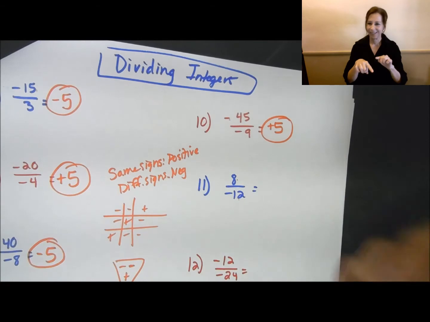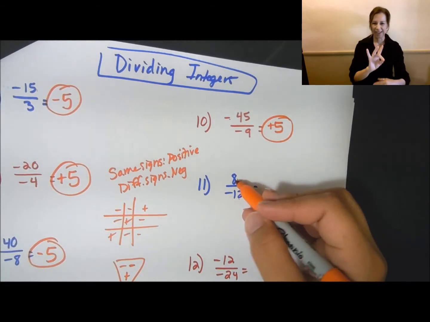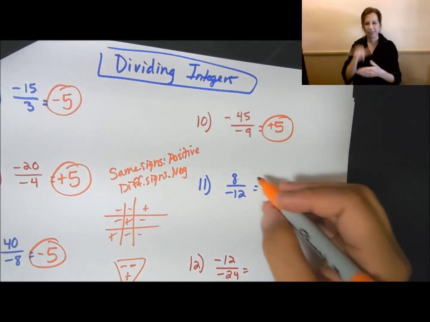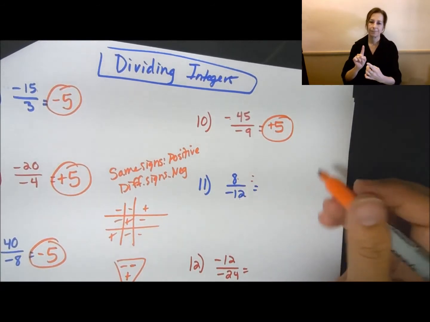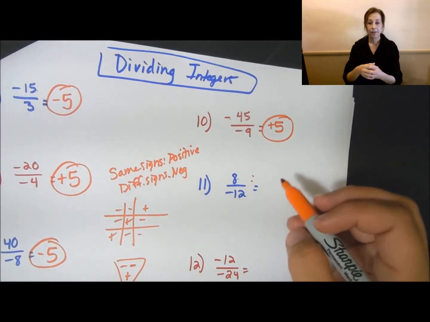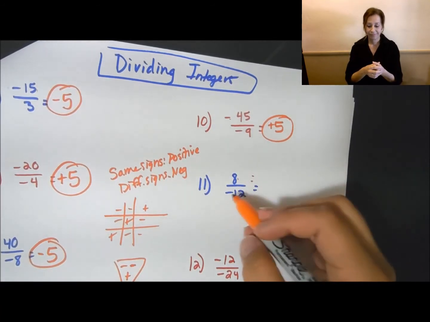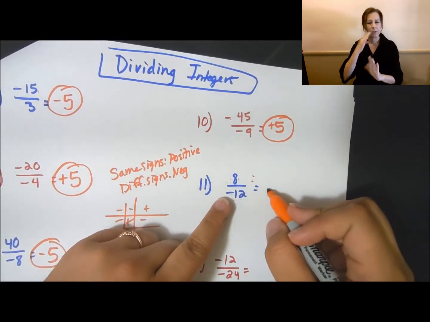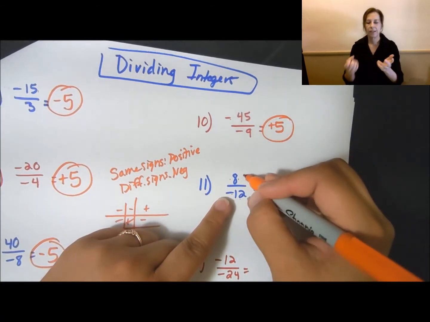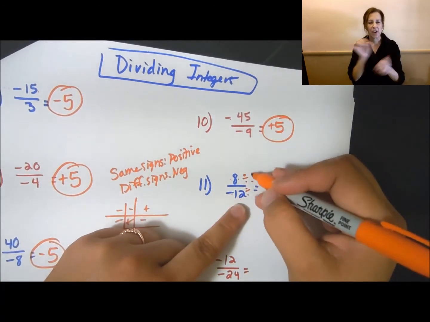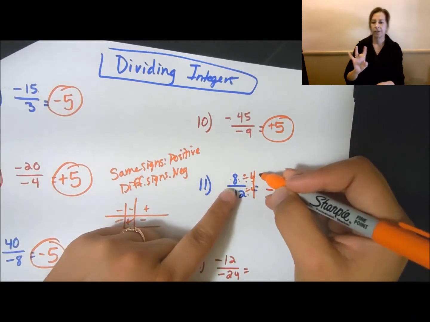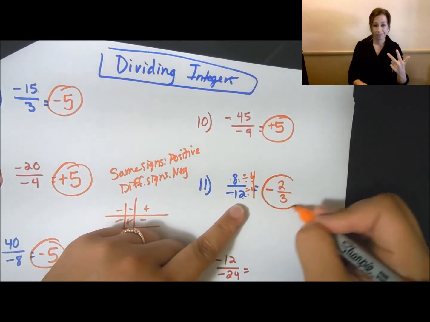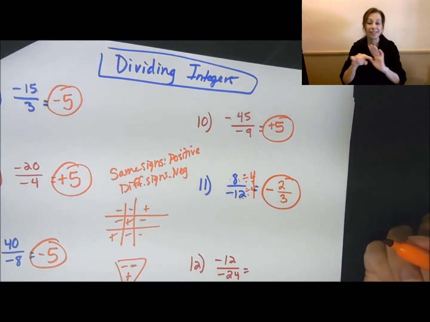Whoa, I can't divide 12 into 8 evenly. Over here I could divide 9 into 45 evenly, but I can't for this one, so I'm just going to have to simplify. I have a sign right here, so let me look at the sign. A positive divided by negative is a negative, so I know in the end my answer is going to be negative something. Let's find a common factor between these, and that's 4. 8 divided by 4 is 2. 12 divided by 4 is 3. So there we go. Negative 2/3.